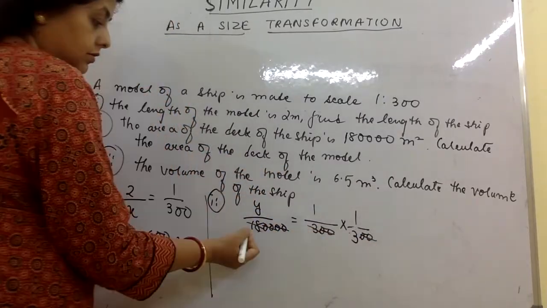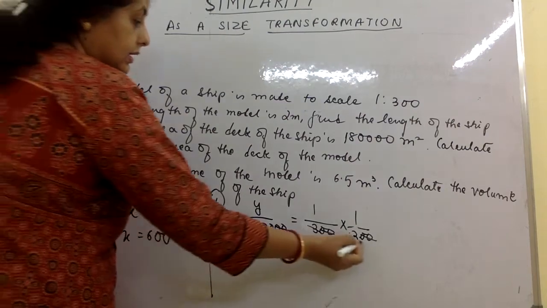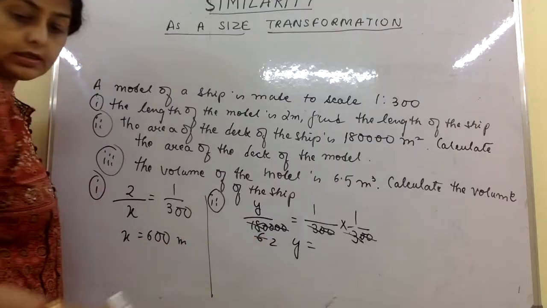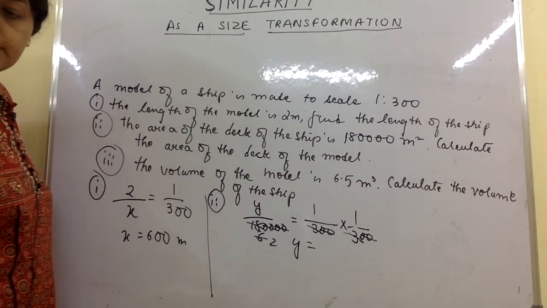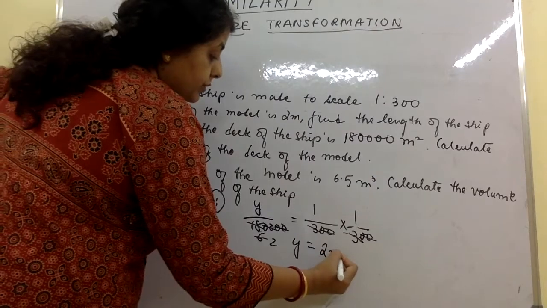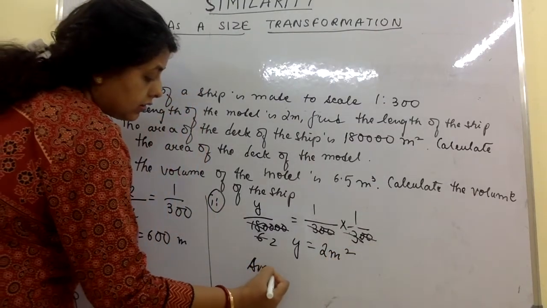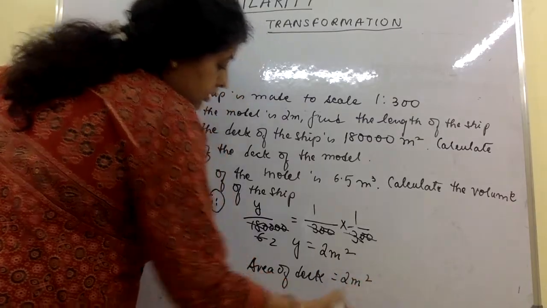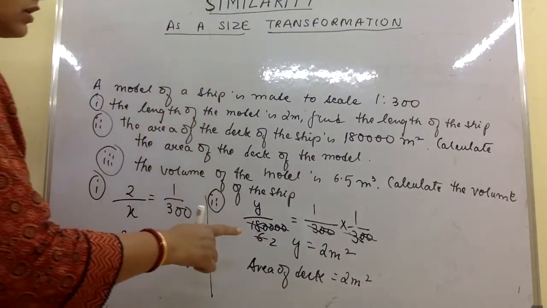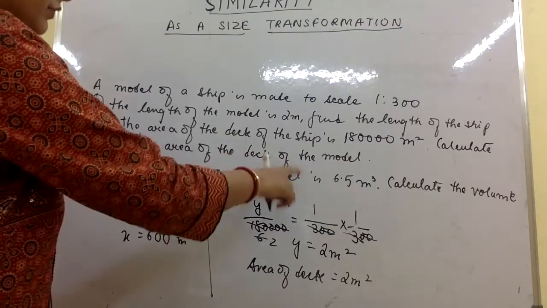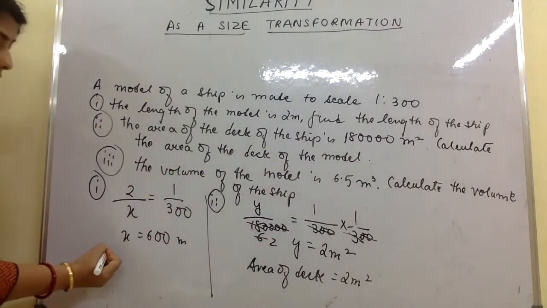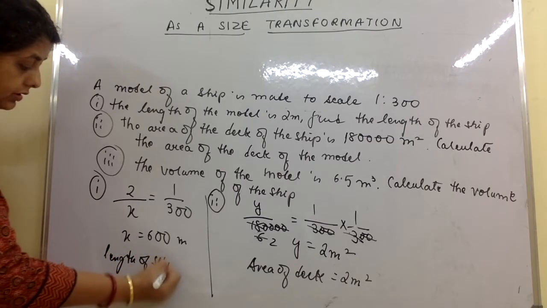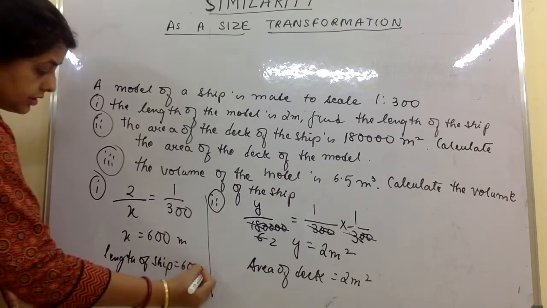So here 3 squared is 9 times 2 and the like, and y, that is the area of the deck of the model, comes to 2 meter square. Area of the actual deck is 18 followed by 4 zeros. The area of the deck of the model comes to 2 meter square. Here the length of the ship comes to 600 meters.